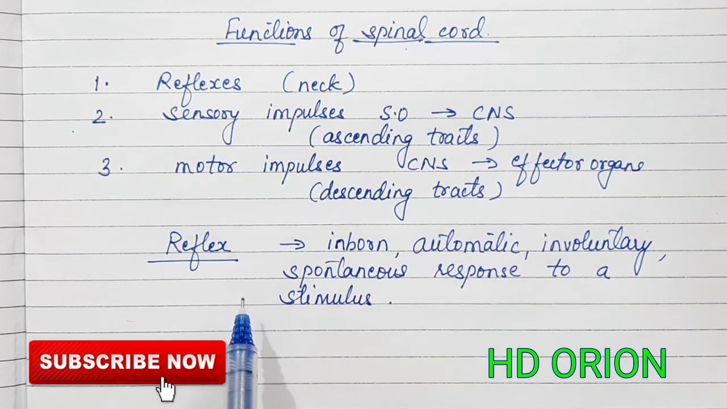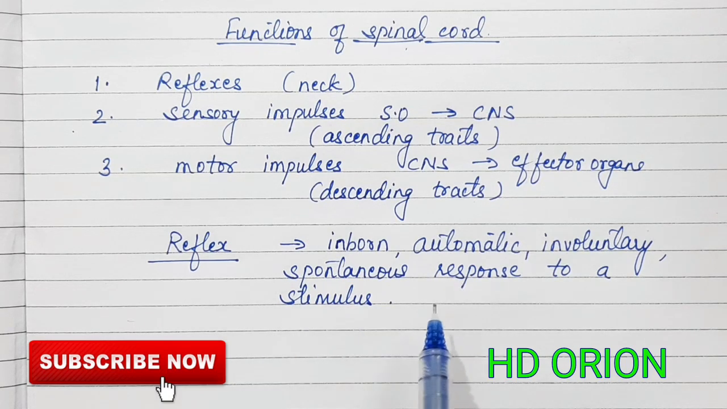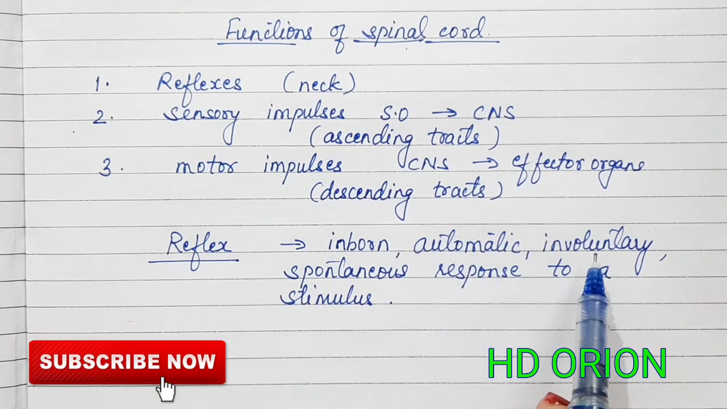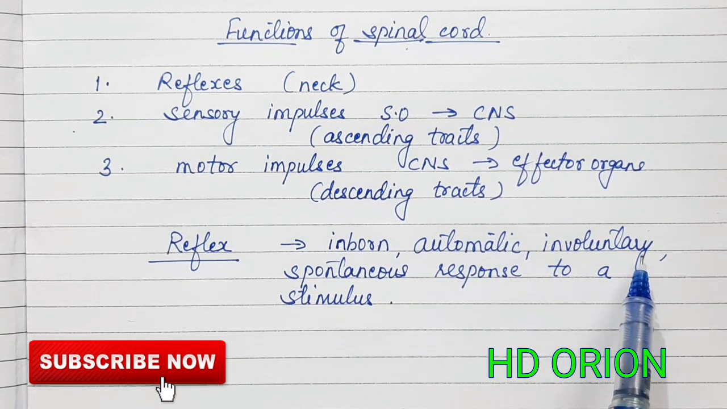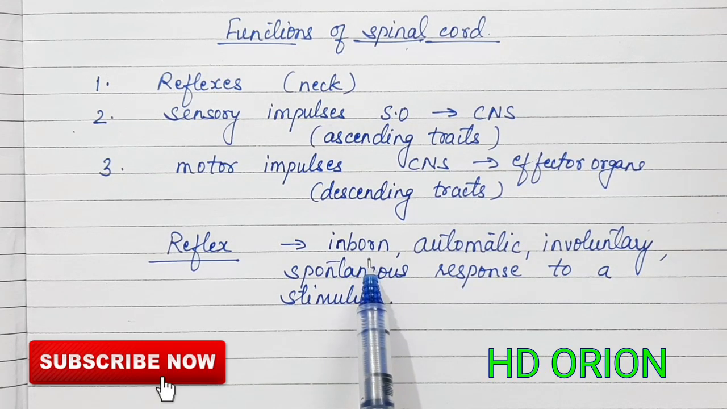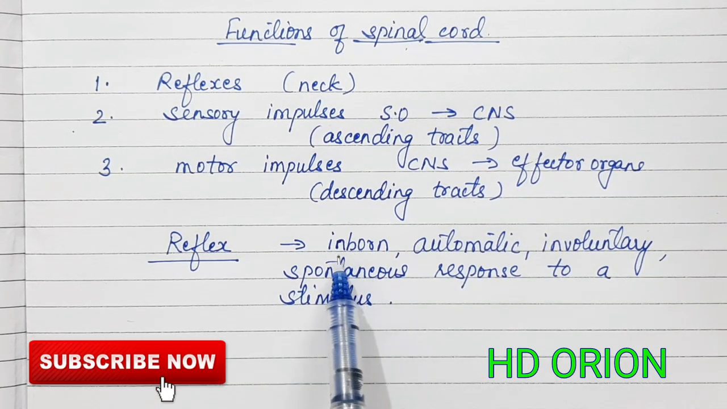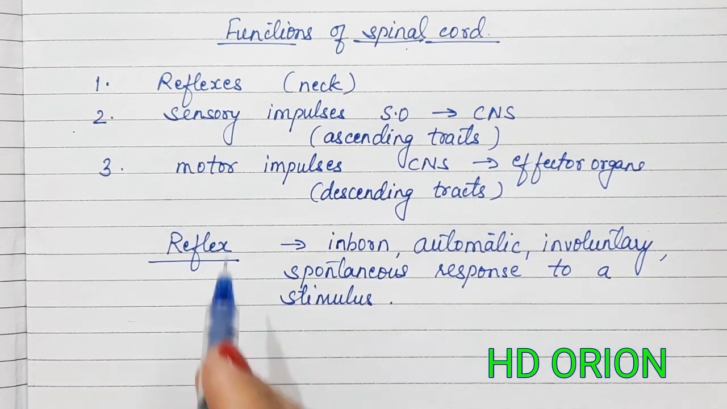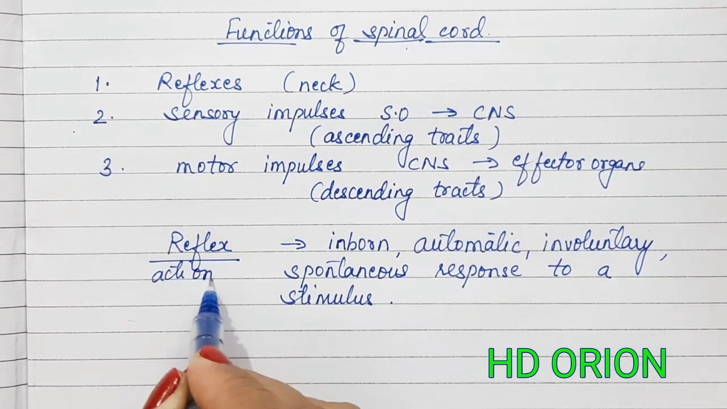The reflexes are very fast. When there is a sudden stimulus that is received, the body responds to it automatically, and the response is not actually totally thoughtful. It is involuntary. You may behave in a manner which you may not be wanting to, and this is inborn. That means it would be same in everyone. The inborn reflexes are similar in every individual. So reflexes are controlled by the spinal cord. Reflex is an inborn, automatic, involuntary, spontaneous response to a stimulus. This is called as reflex action.